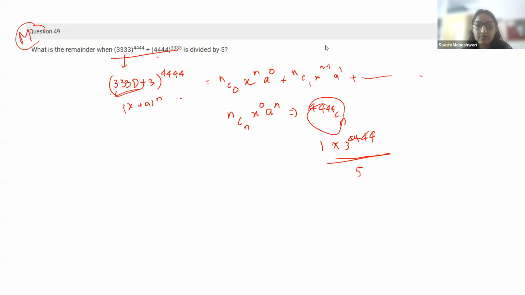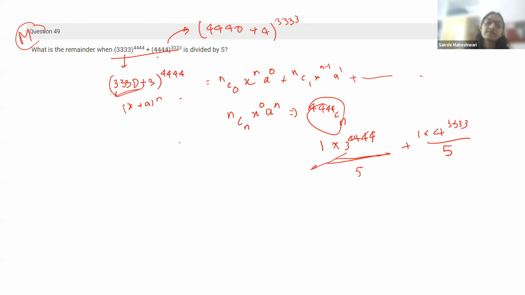This is okay with you guys? You got it? Yes? And similarly for this, I'll expand it as 4 to the power 0 plus 4 to the power 333. So for this also I'll have 1 into 4 to the power 333, divided by 5. Okay. Now for 3, see, for 3's multiples, this is 9, 27, 81, and the remainder when you divide by 5 is like this: 3 to the power 1 gives remainder 3, then 9 gives 4, then 27 gives 2, then 81 gives 1, and then it again comes back to 3. Okay, you know this? Yeah.